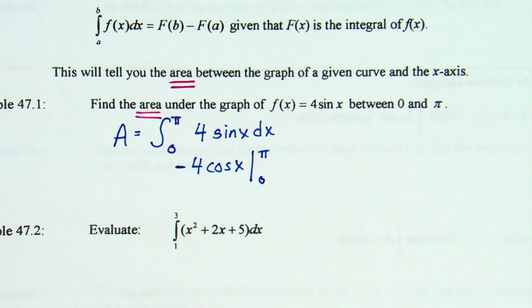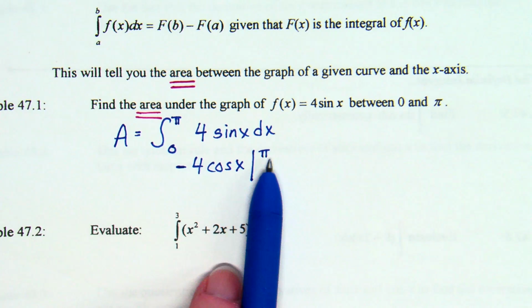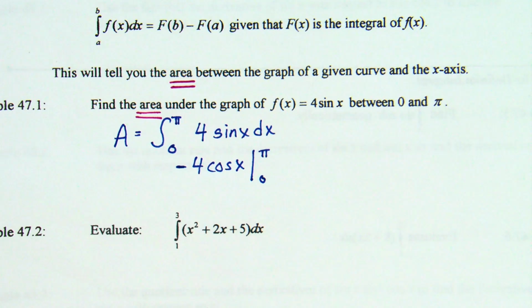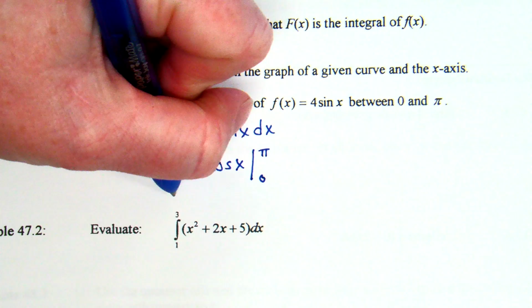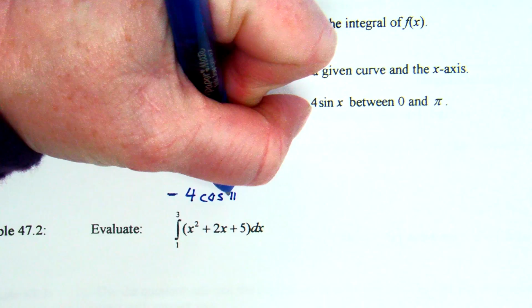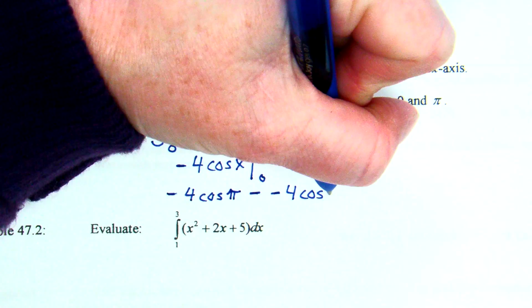Okay, we don't need that plus c because we have values, is what it comes down to. Now, this is the part: we've already taken the integral, and we're plugging in these values. So what we're doing is negative 4 cosine evaluated at my upper boundary, pi, minus negative 4 cosine evaluated at my lower boundary of 0. So let me write that out for us. Negative 4 cosine of pi minus negative 4 cosine of 0.